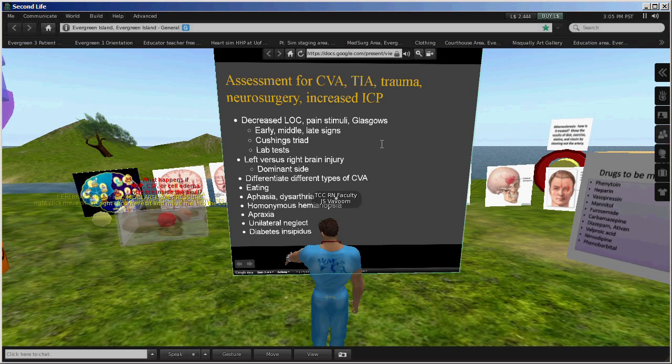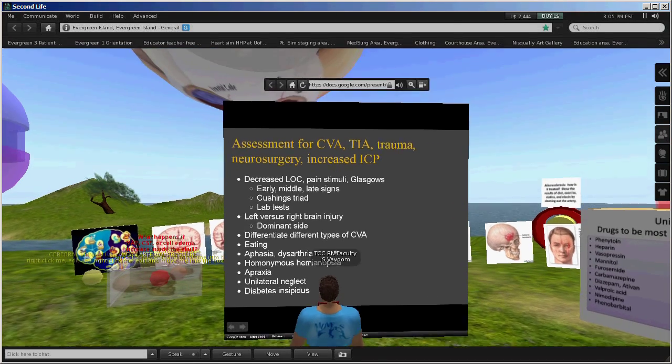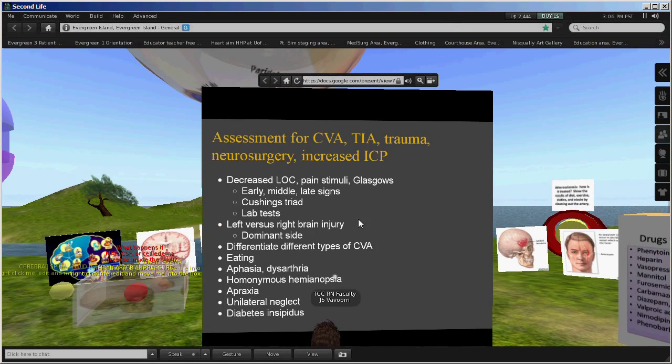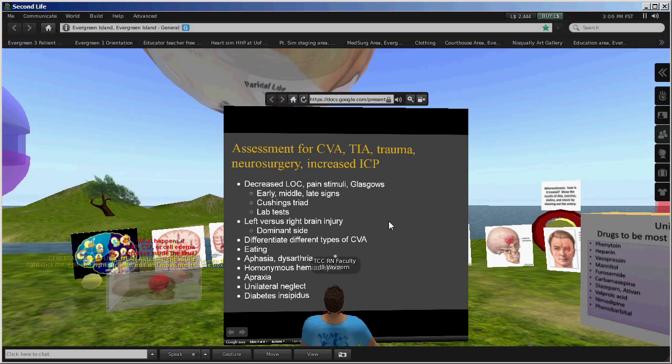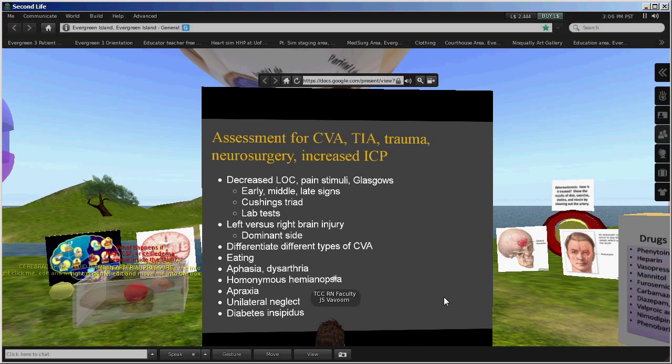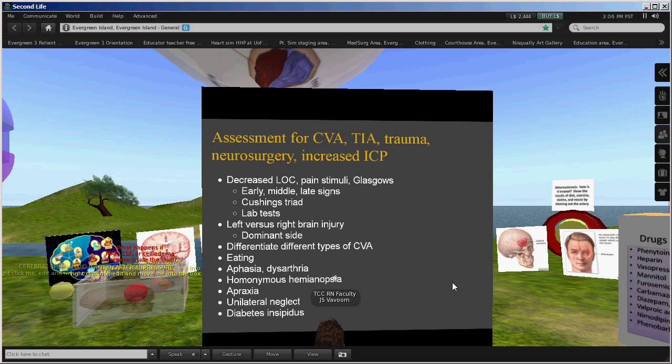As far as assessment for various neurological problems, I think it's more helpful to lump them all together. There are many similarities and a few differences. Assessment for TIAs, CVAs, trauma, neurosurgery, and increased intracranial pressure. One of the assessments that's really important is the decreased level of consciousness or changes in level of consciousness, which is one of the early signs of increased intracranial pressure.